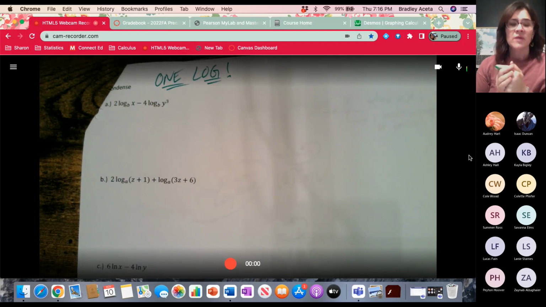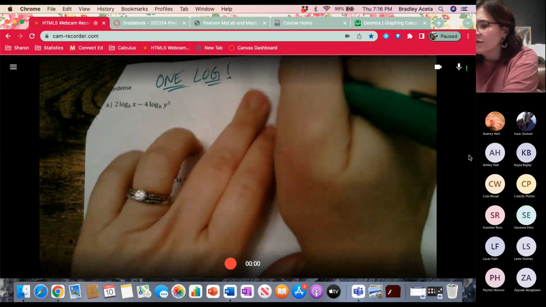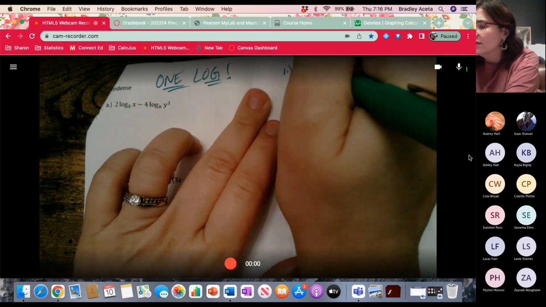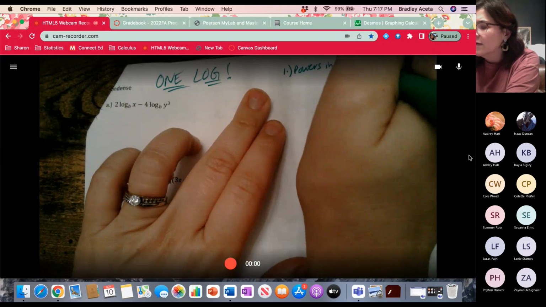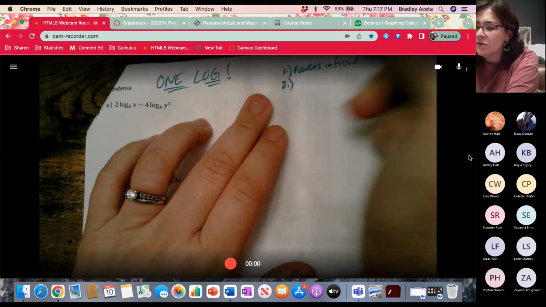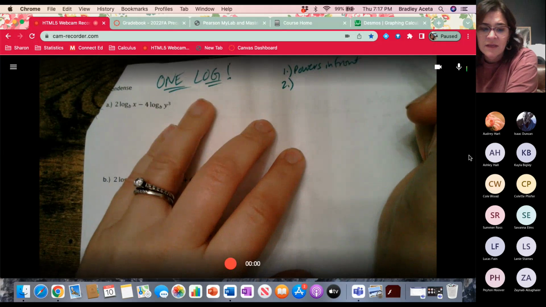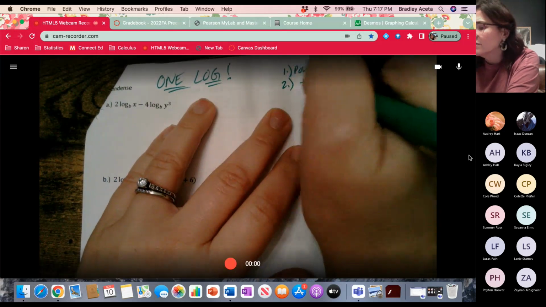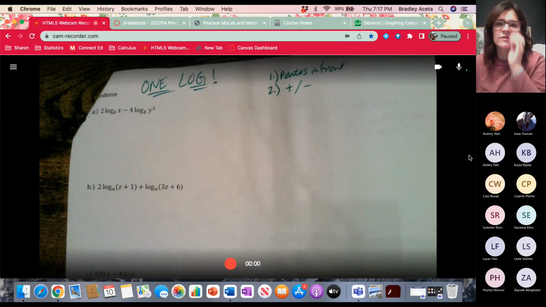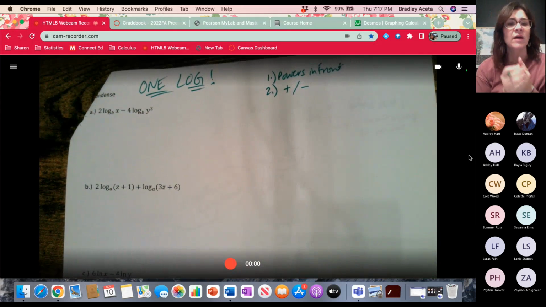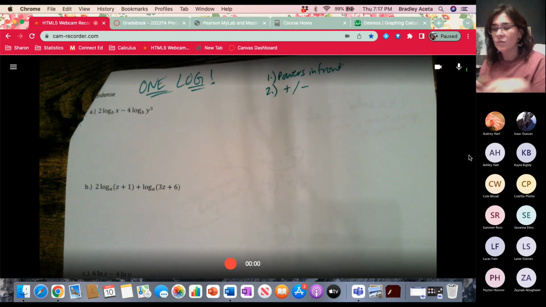Usually I start with my powers. I always go to the powers in front and I move those. And then I do the addition or the subtraction. If it has a power in front, I move that, and then I do the addition or subtraction. So for example, again, we're condensing it. We're making this to be 1 log. So we're going backwards from what we were just doing.